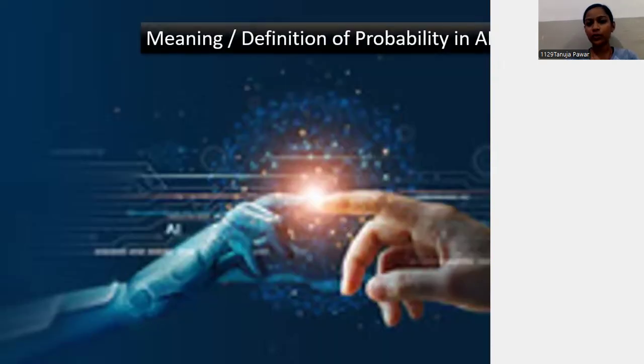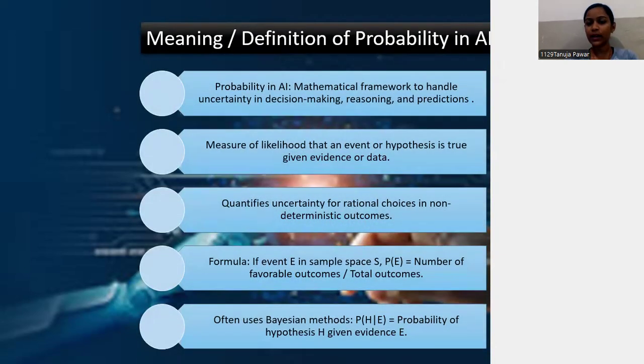Meaning and definition of probability in AI. Probability in AI is a mathematical framework to handle uncertainty in decision making, reasoning, and predictions. It also measures the likelihood that an event or hypothesis is true given evidence or data. It quantifies uncertainty for rational choices in non-deterministic outcomes. The formula for probability in AI is: if event E is in sample space S, then the probability of E is the number of favorable outcomes divided by total outcomes. It often uses Bayesian networks or methods, with the probability of a hypothesis given evidence E.